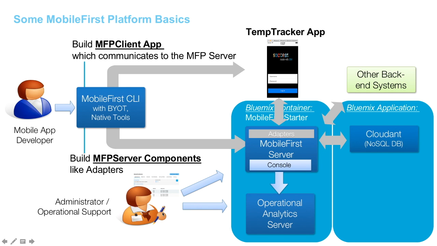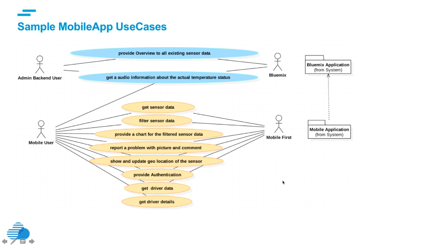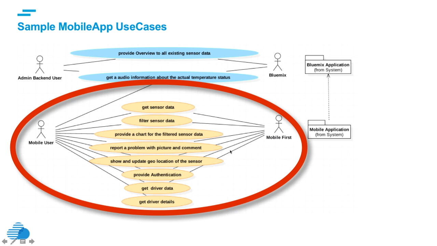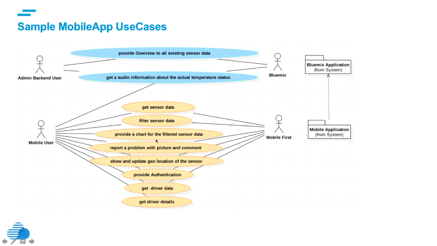We can observe the usage of the mobile app based on the console information and other operational analytics information. Some use cases for our mobile app. This is for sure to get a sensor, filter on data, provide charts to filter on this data, report problem pictures, and so on. So now take a look at technical details of the mobile app.